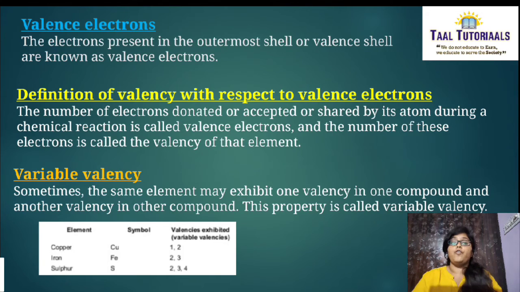Okay. Now, variable valency. What is variable valency? Sometimes the same element may exhibit one valency in one compound and another valency in another compound. The reactivity of the same element differs with the other opposite element during the formation of a compound. That is known as variable valency. If you take copper, Cu, it has variable valency of 1 and 2, iron has 2 and 3, and sulfur has 2, 3 and 4. Fe has +2 and +3 states.